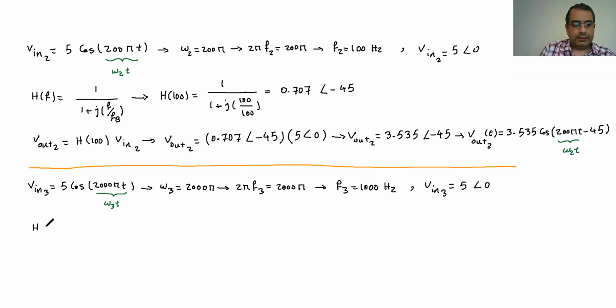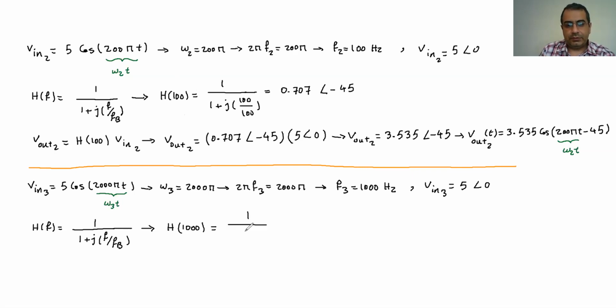Again the same here, the H(f), the filter, we know it's a low pass, so it's going to be 1 over 1 plus j f over fc, and therefore the H, this time we have 1000. Let's see what's the effect of the filter if we pass this frequency through it. So we want to see how it behaves if the frequency is 1000. So it's going to be 1 plus j 1000 divided by 100, the cutoff frequency is 100.